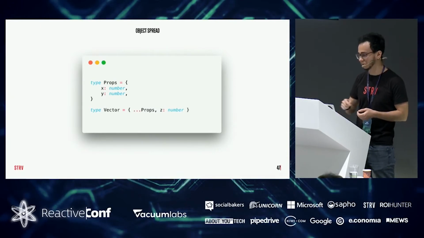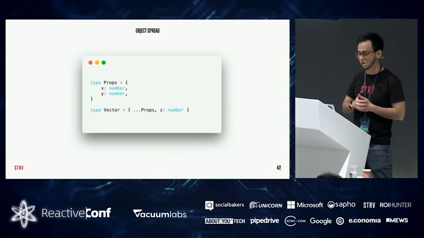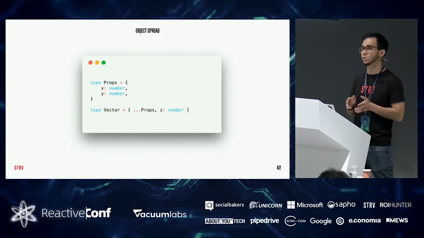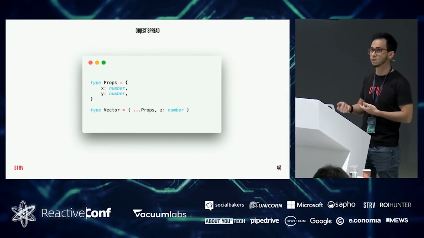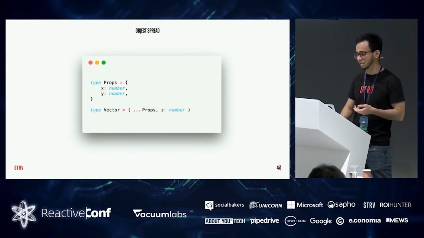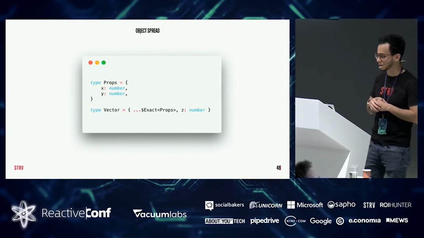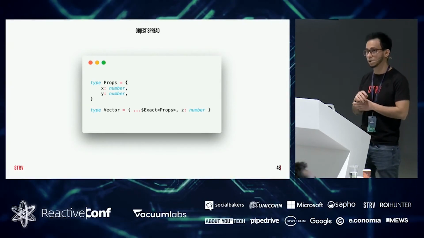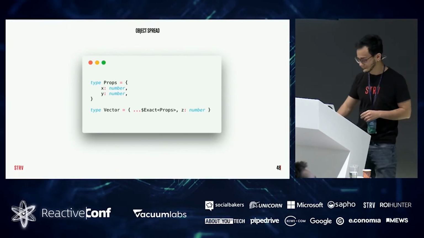So what we do is we just put the ... to spread it, and that's it. This vector object will have the three properties, x, y, and z. And in reality, we'll need to add this exact wrapper around it, but I'm not gonna show it on the next example. Just be aware that you will need it.